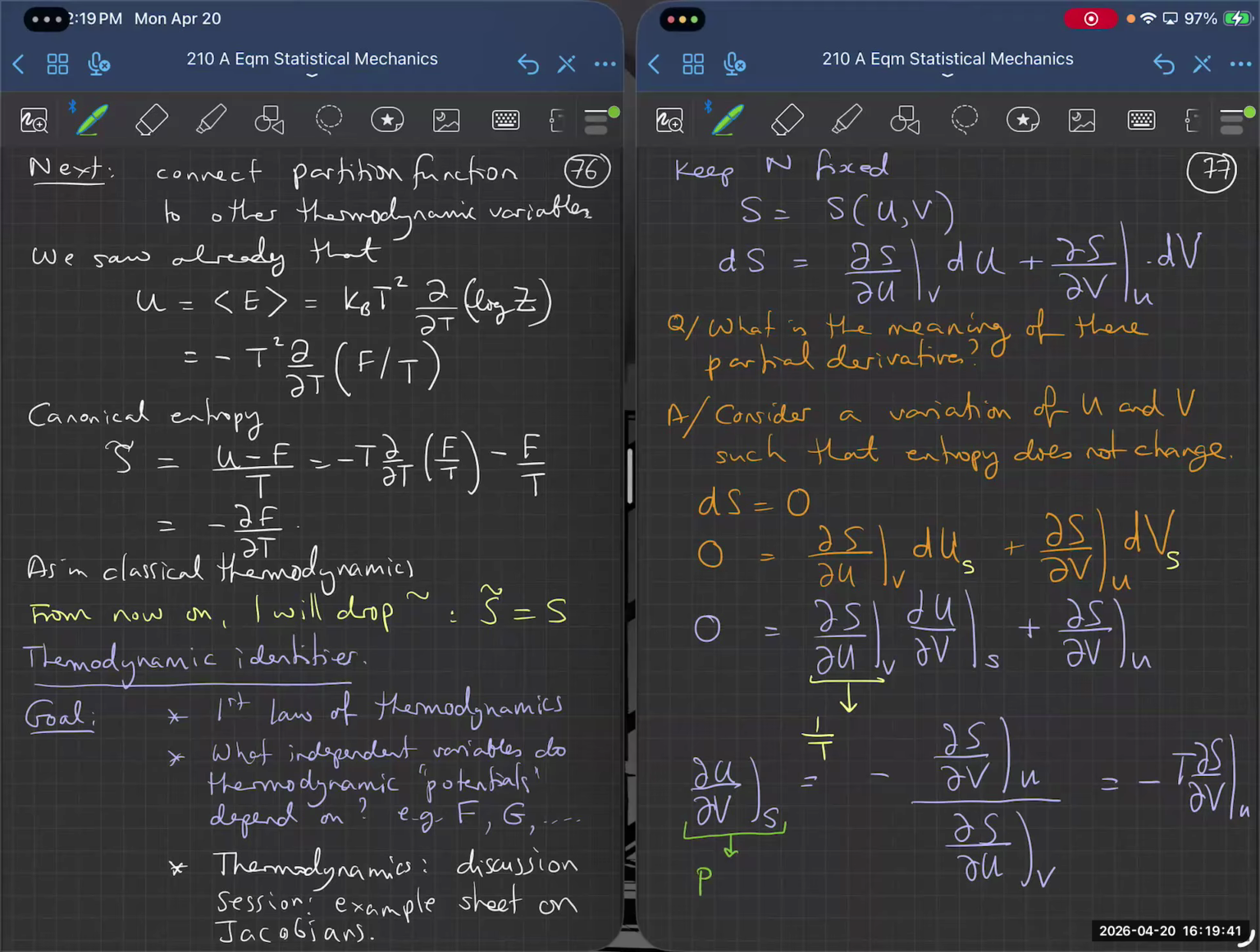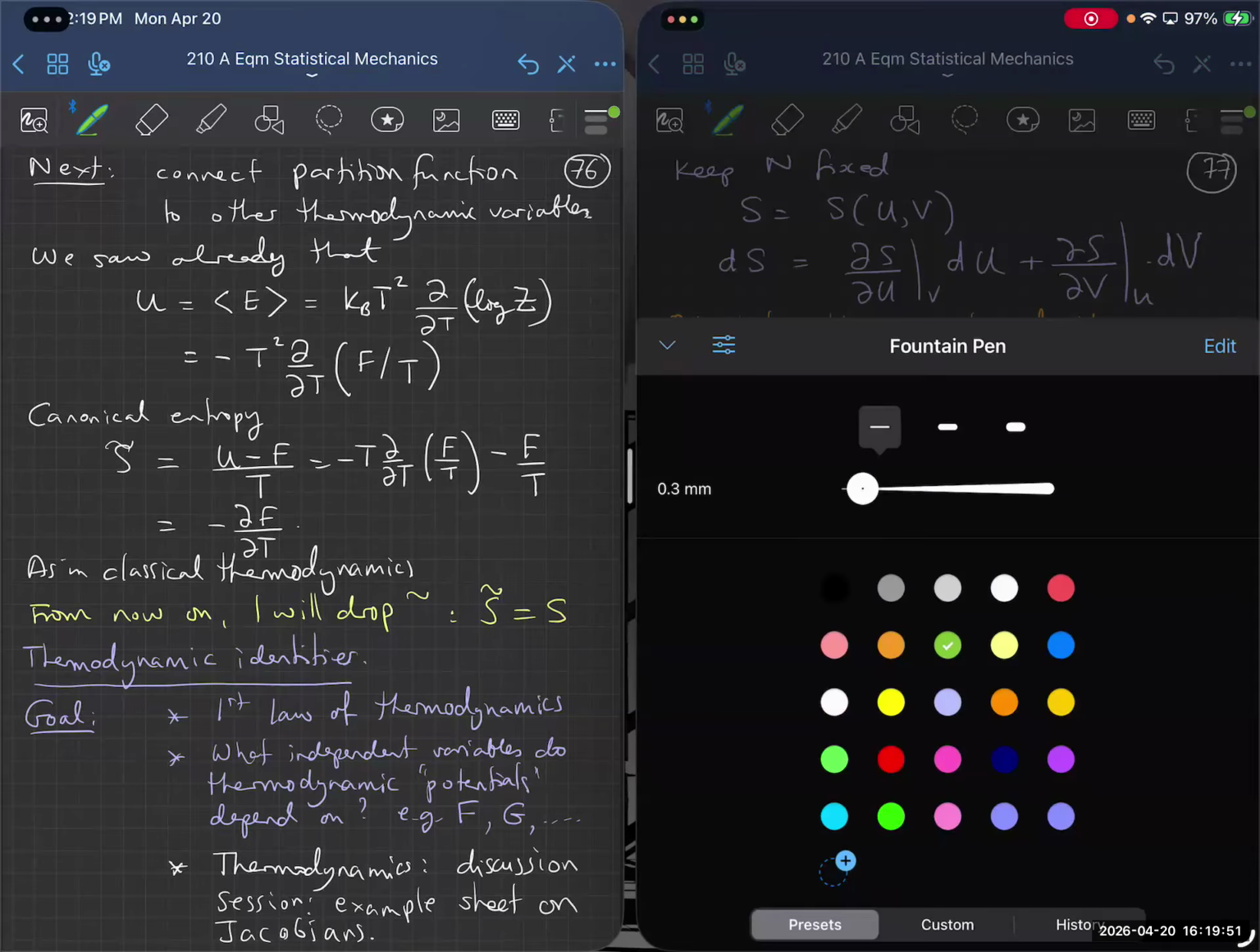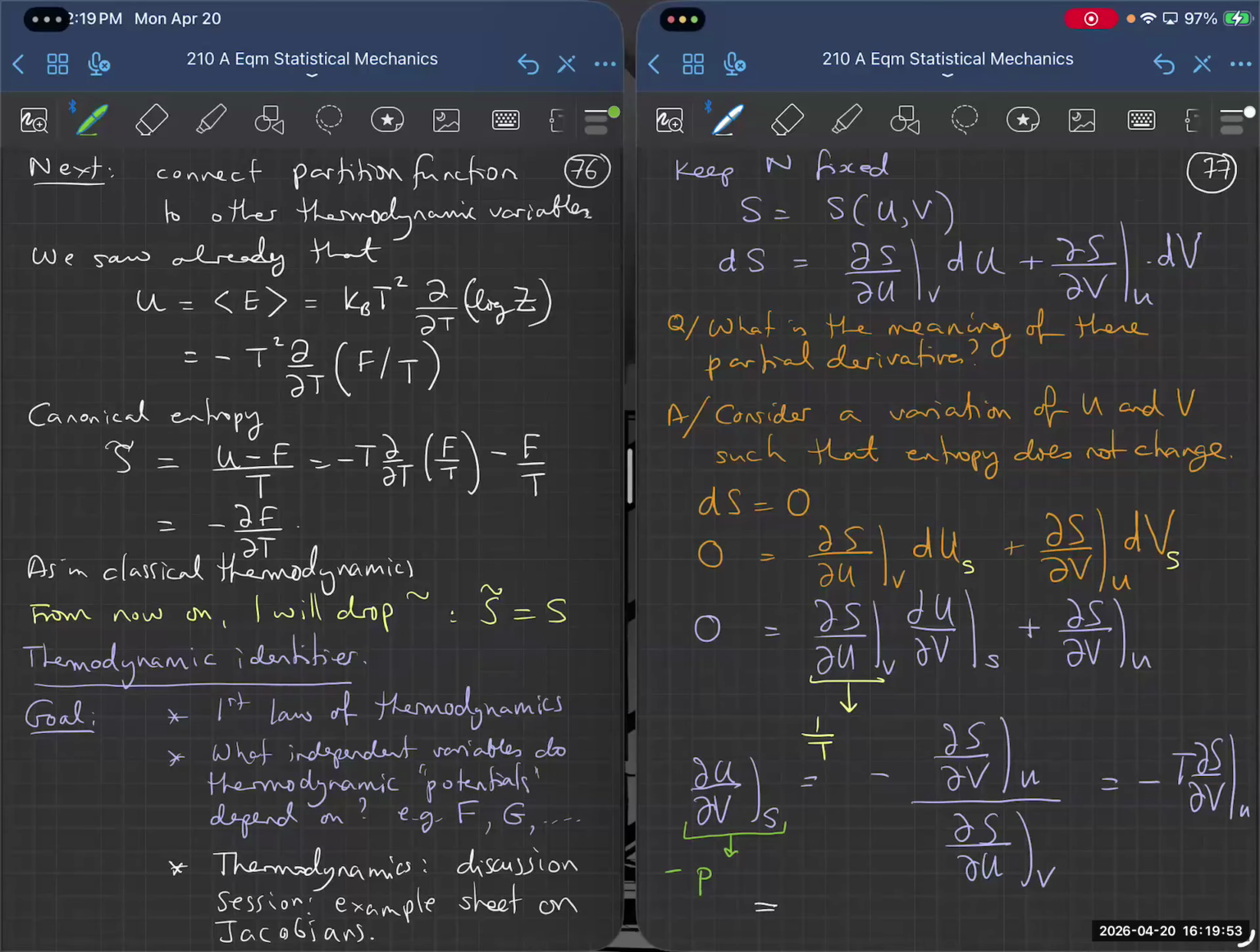And so what I've just derived for you, actually it's minus the pressure, because I reduce the volume and the energy goes up. So it's minus the pressure. And so then what we've learned is that the pressure in the system is equal to T ds by dv at constant u. Okay, so this is an interesting equation.